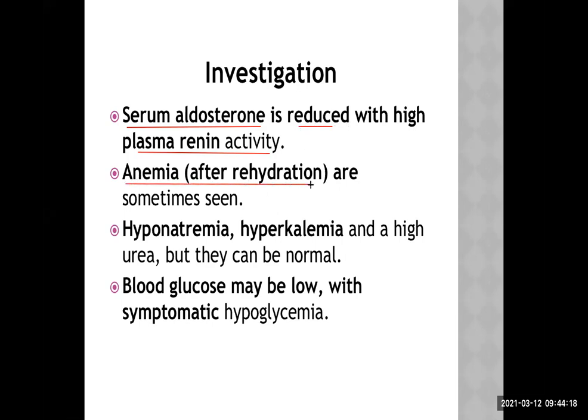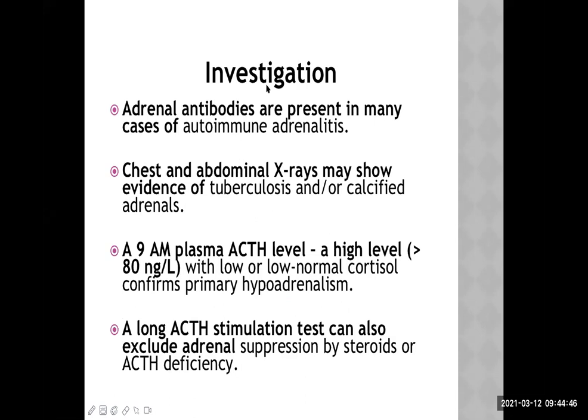Anemia is seen after rehydration, because there is sudden dilution after rehydration, so anemia becomes obvious. Hyponatremia, hyperkalemia and high urea can be seen, but they can be normal in the beginning. Blood glucose may be low with symptomatic hypoglycemia. This is all because of very low cortisol. Now, this is a type of autoimmune disease, so adrenal antibodies are present, and we can detect them by investigation.